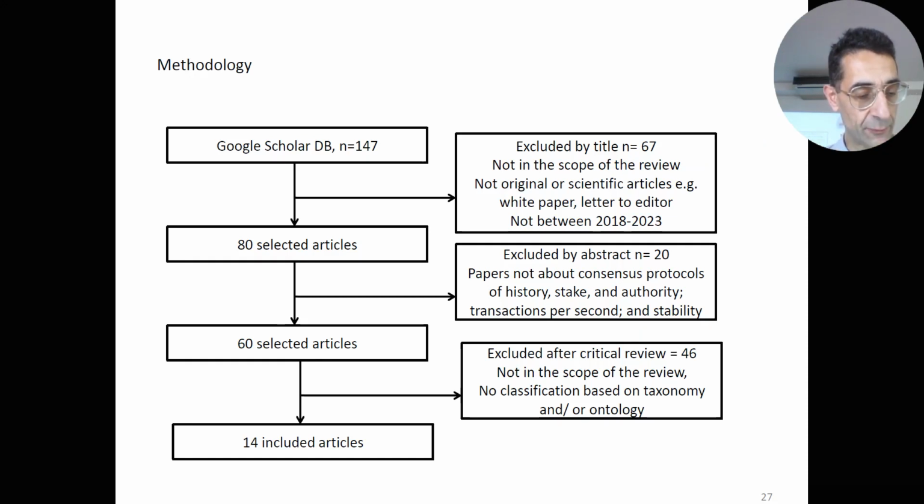And this is the methodology for our review of literature. So we used the Google Scholar database to conduct our review of literature, having in mind that in case we have limited resources, limited access to other databases, what can we do if we can just use the Google Scholar database? So based on our keywords that I mentioned earlier, and based on our focus that I also mentioned earlier, we conducted our Google Scholar database queries, and we came up with 147 articles.